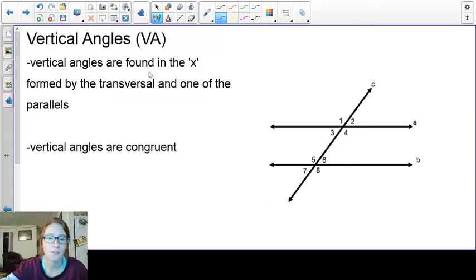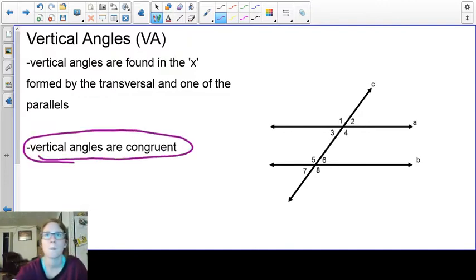Vertical angles are found in the X. They're formed by the transversal and one of the parallels. These guys are congruent. So that means angle 1 and angle 4 are across from each other in my X, and they're equal. Likewise, angle 2 and angle 3. Those are also equal.